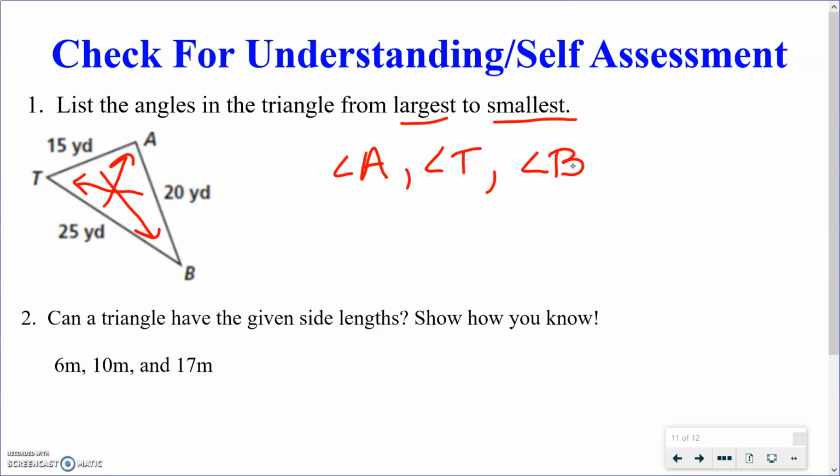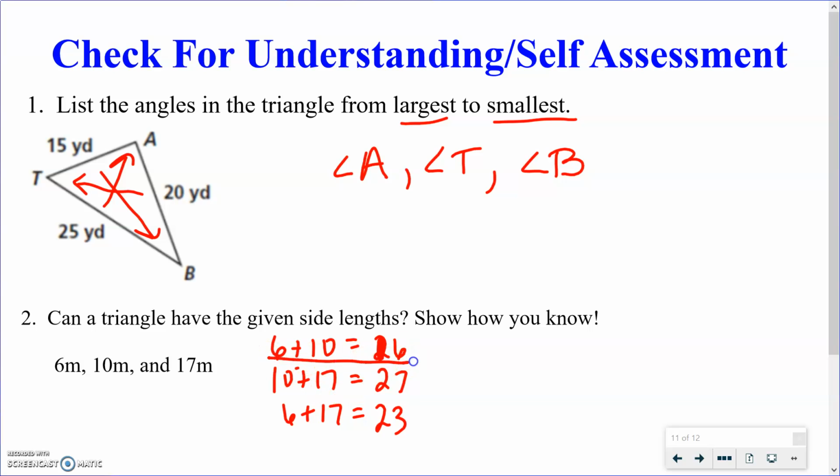Okay, and then this one is, can a triangle have these lengths? Okay, so that's where you're going to do 6 plus 10, 10 plus 17, and 6 plus 17. So we get 16, I can add, I promise, and 27 and 23. Okay, so again, these two work, but all three of them have to work, and this one does not, because 16 is not longer than 17. So the answer to this would be no, there is not a triangle with those side lengths, because 16 is not longer than 17, and that must be true.